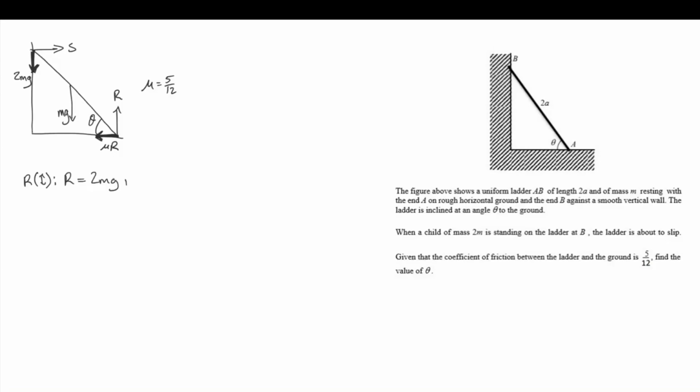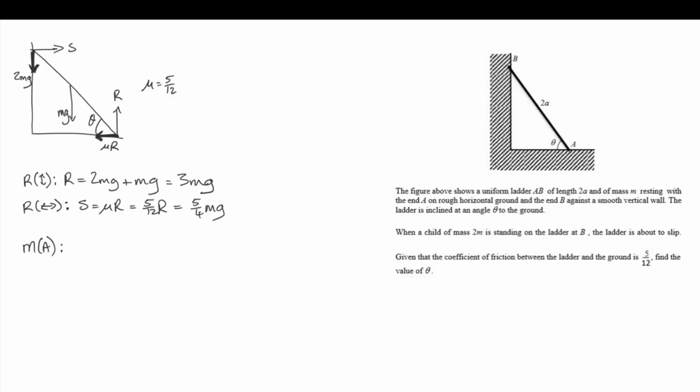Okay, resolving vertically first. R is going to equal 2mg plus mg. It's going to be 3mg. Resolving horizontally, there are only two forces here. S equals mu R. But I know what mu is. I also know what R is. So 5/12 multiplied by 3mg gets us 5/4 mg. This is a uniform ladder, so the distance from A to mg is a, and the distance from mg to 2mg is also a.